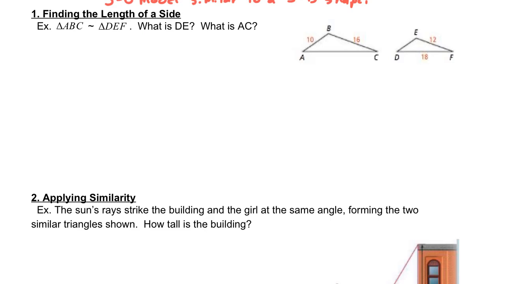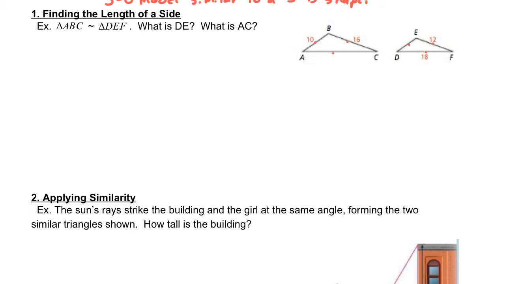An example of similar figures is these two triangles. These two triangles are the same shape, but not the same size. So if we're comparing sides, AB is similar to DE. BC is similar to EF. AC is similar to DF. So if we're trying to figure out these lengths, figuring out what DE is.